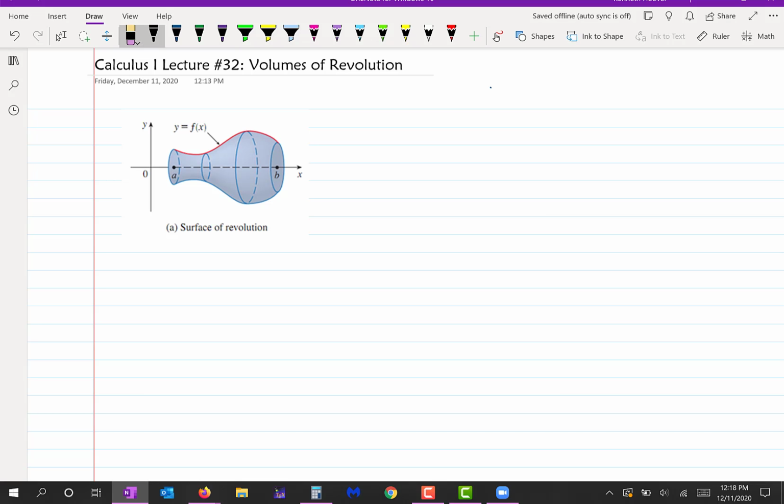Do you remember when we were talking about integrals and we said if you want to find, oh, did I say area? Sorry, I meant volume. I want to show you how to find the volume of that shape. So do you remember when we were talking about integrals?